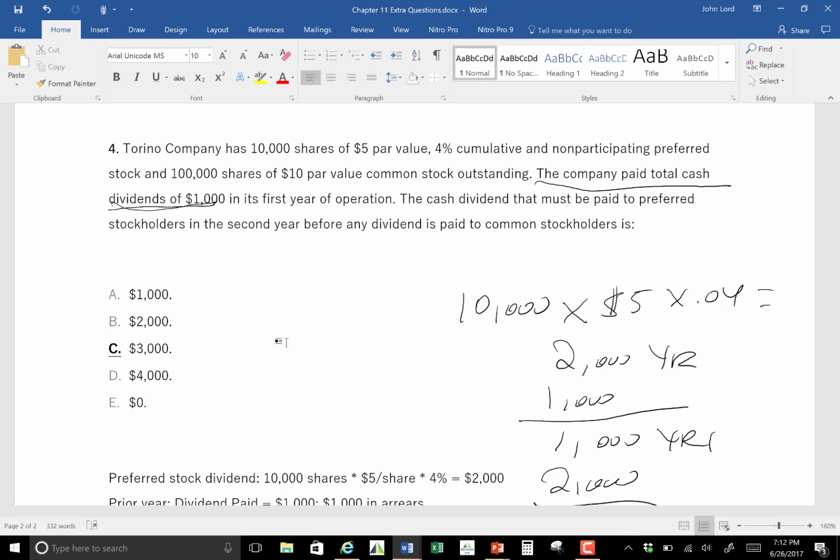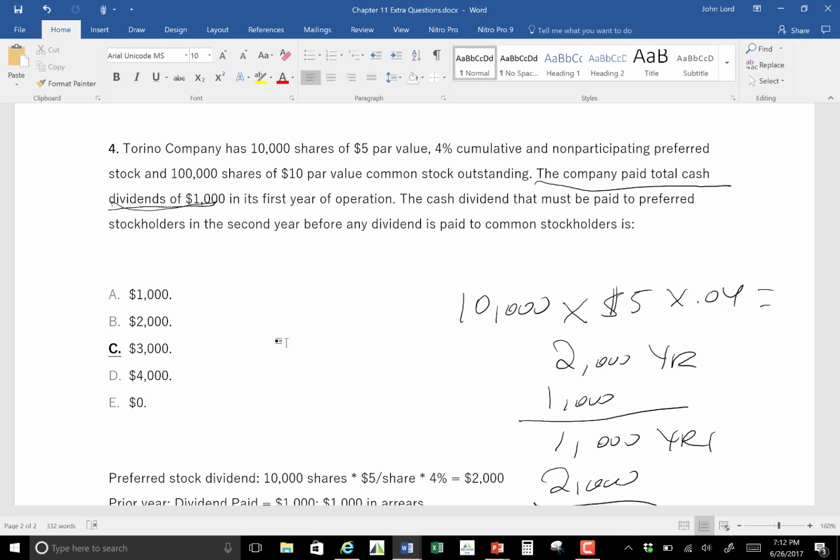Doesn't it just say must be paid because it says before any dividends are paid to the common? So the rest of that sentence answers it, because you've got to catch up any amounts in arrears before you can pay. That's why. Good observation.